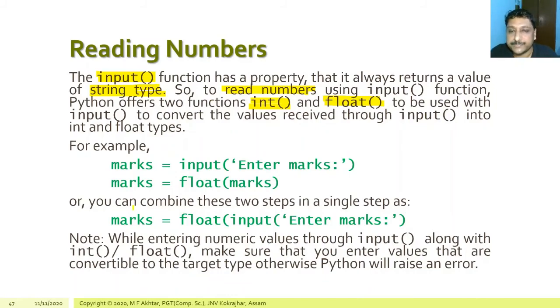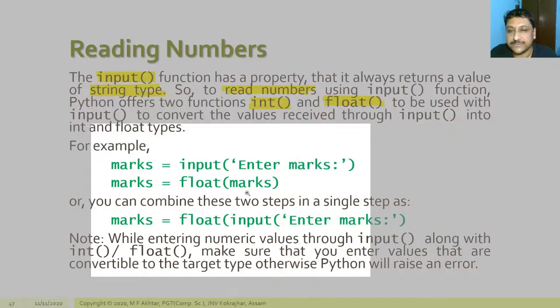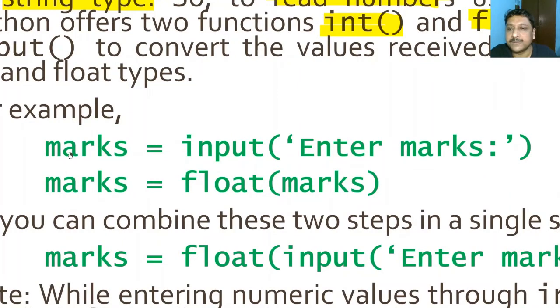Okay, how is it possible? See here, how we can use this function. Here we want to read marks. Then input, enter marks, we have given. What happens? It will ask for marks from the user, and any number we give will be stored as a string in this marks variable. Now we have to convert that string to a floating point number, that is, a real number having decimal places. So we have used the float function with marks.